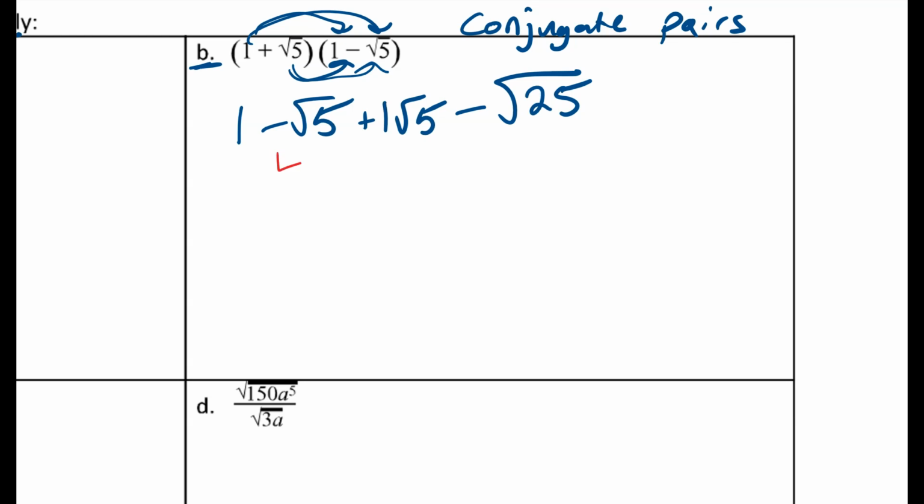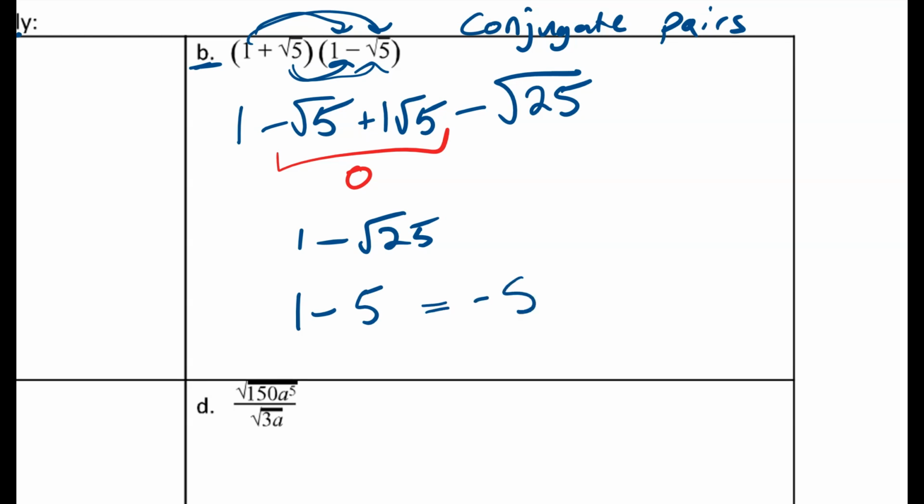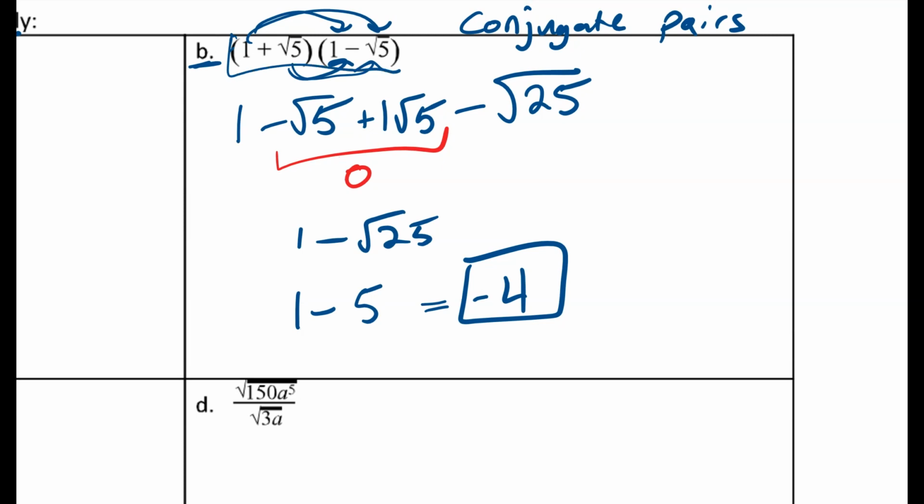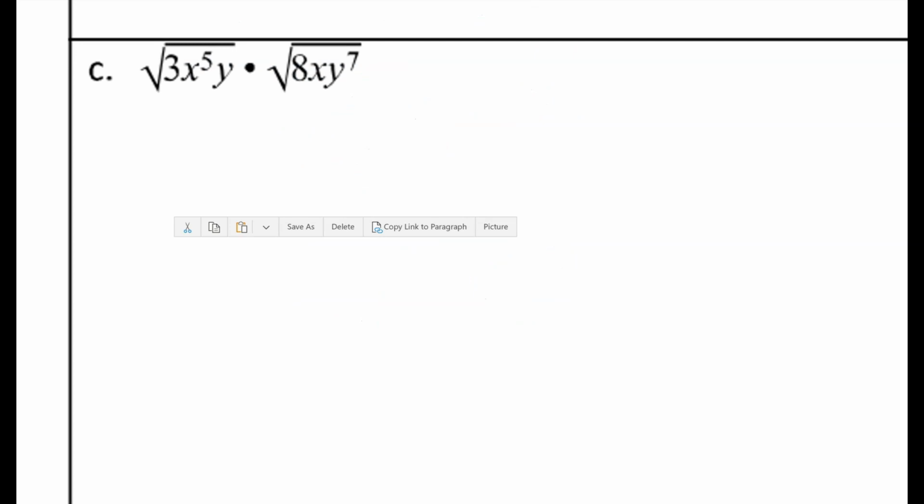Now you should notice here that a minus radical 5 and a positive radical 5 just cancel to 0. So all you have left here is 1 minus radical 25, but even radical 25, that's a perfect square, so that just simplifies to 5. And all you have is negative 4 when you simplify. That will happen every time you multiply conjugate pairs. And if you weren't sure about that, you could actually just plug this whole expression right into your calculator to double check. Again, since they're both square roots, I'm going to just multiply everything under the radical.